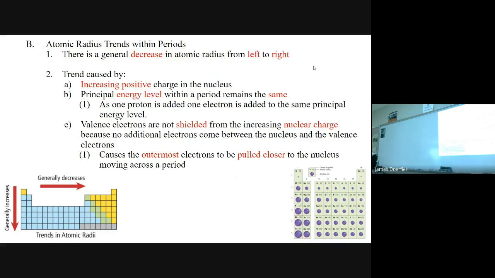And this is why. As we move from left to right, we have an increasing positive charge in the nucleus. Or to put that plainly, we're adding more electrons. We're adding a single electron every time we go further to the right.